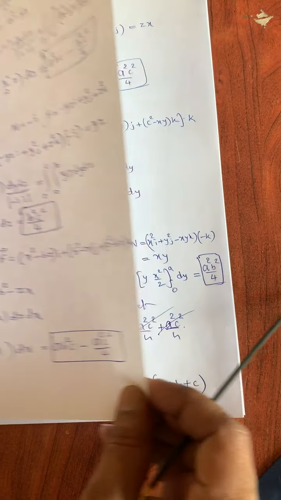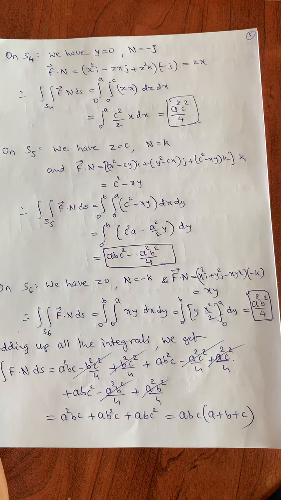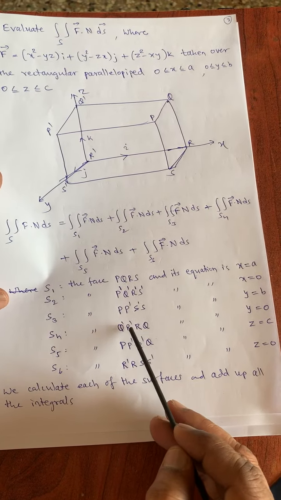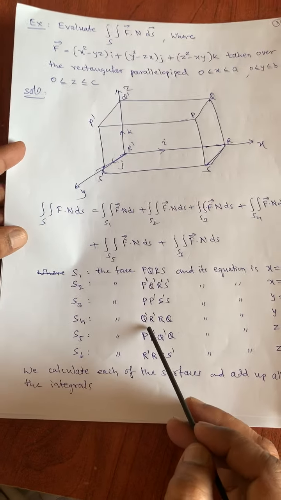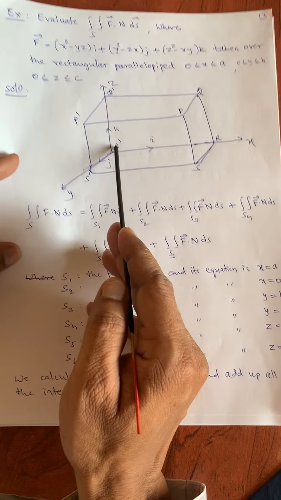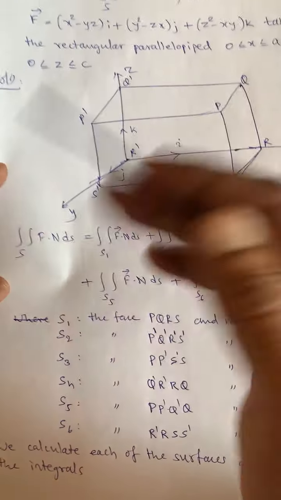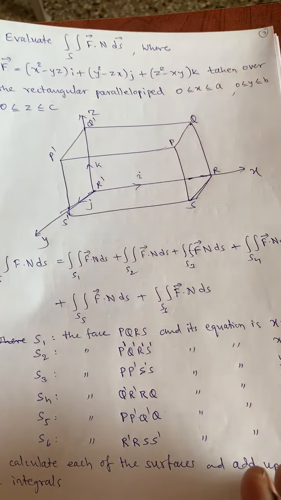Next, S4. For S4 we have taken Q dash, R dash, R, Q, which is in the opposite direction of the y-axis. The normal will be in the opposite direction of the y-axis, that is n equal to minus j.